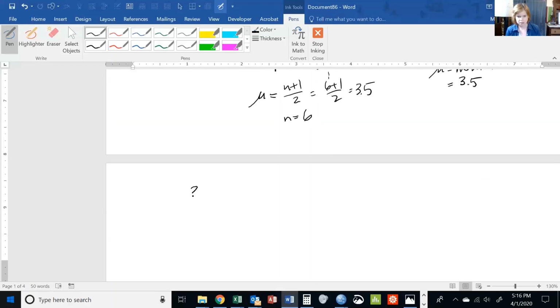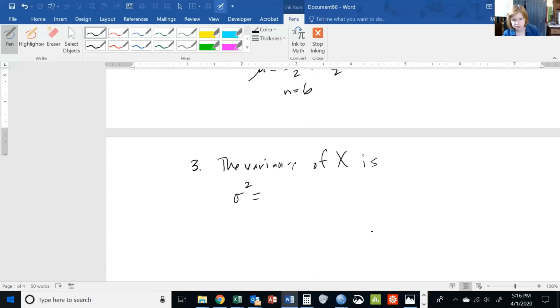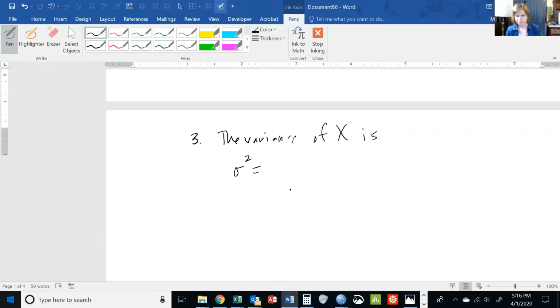Rule 3 is about the variance and the standard deviation. So the variance of x, this is sigma squared. And this formula is not going to be as intuitive as that other one, but you just have to memorize it. This is (n minus 1) times (n plus 1) divided by 12. So that's the variance, and recall, sigma, the standard deviation, is always the square root of that.